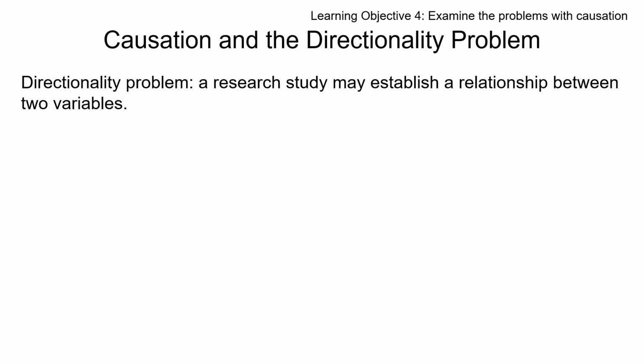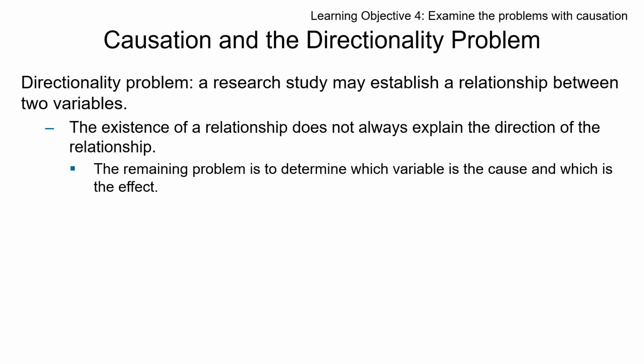So this gets us to examine the problems with causation still, and looking at the directionality problem. With the directionality problem, we may establish a relationship between the two variables, but the existence of a relationship does not always explain the direction of the relationship. So the problem is to determine which variable is the cause and which is the effect.